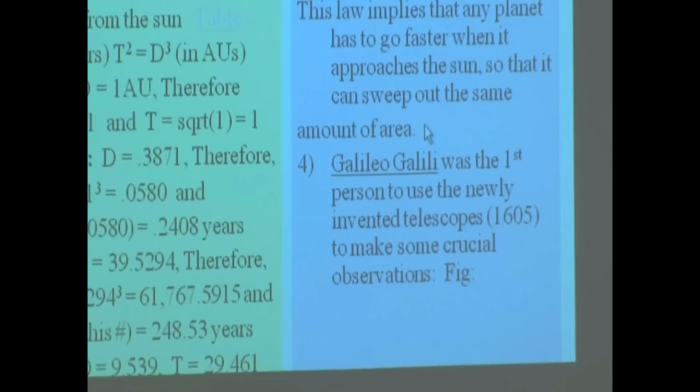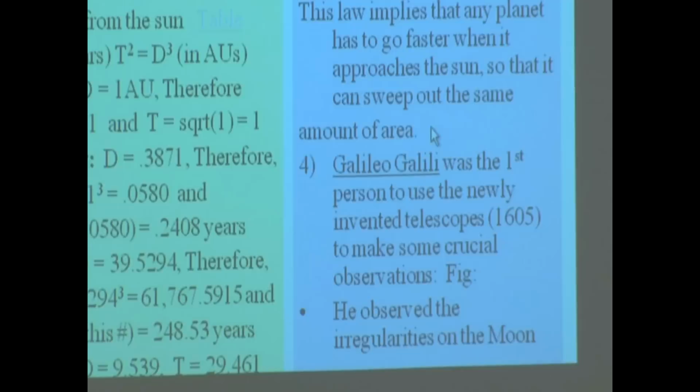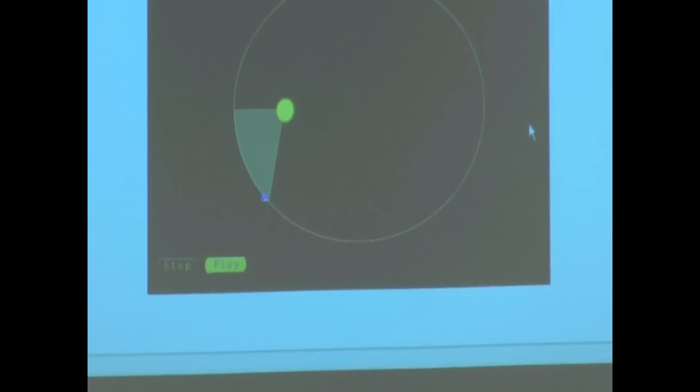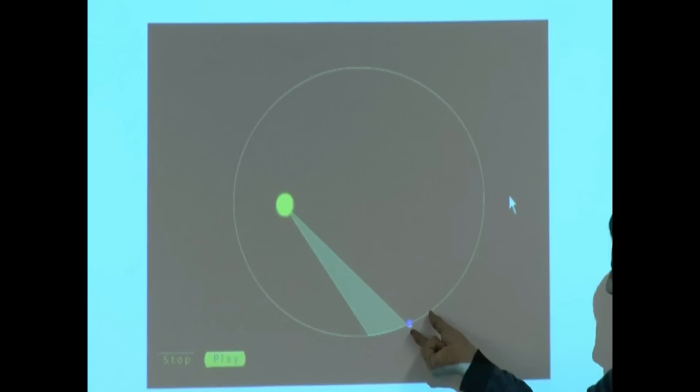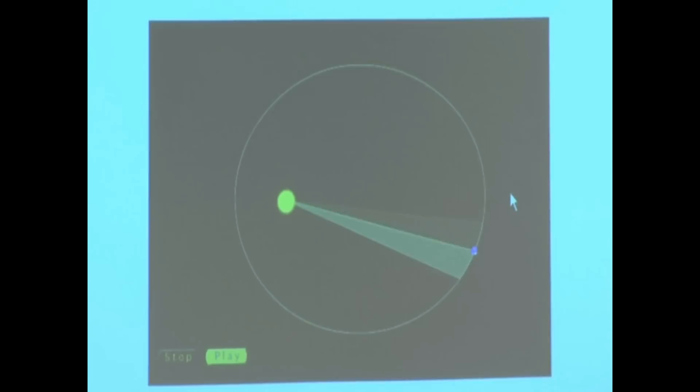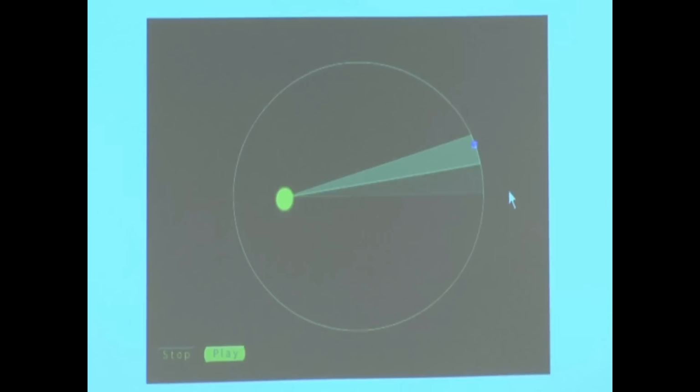Let's see, there's a picture here. Okay, you see that? This is also a clip. You see here? It's going to slow down. This is equal time intervals. It's getting slow. See how it's slowing down? Aphelion. Then it's going to start speeding up. And all these shapes have to have the same area.